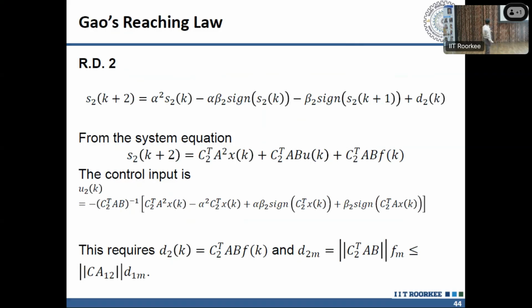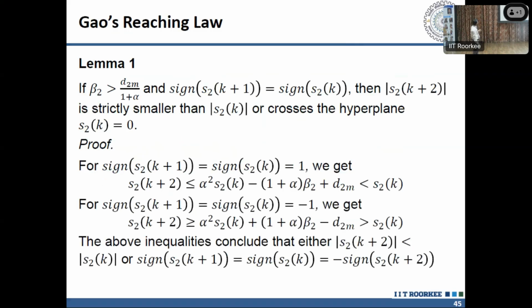That is what has been shown, and this is the lemma that says that if D2 is greater than or equal to dpm by 1 plus alpha, and both these are on the same side, so the sign is the same, then the magnitude of S2K plus 2 is strictly smaller than the magnitude of S2K, or it crosses the hyperplane. If it is on the same side, it will be lesser than S2K, or it may cross the hyperplane. That is what is said.